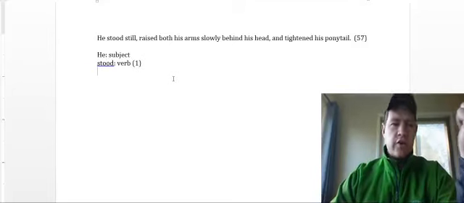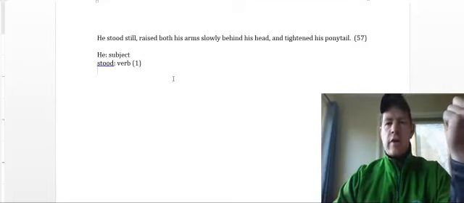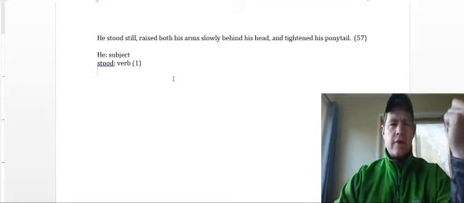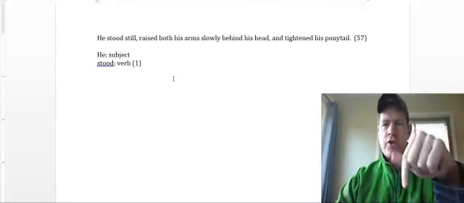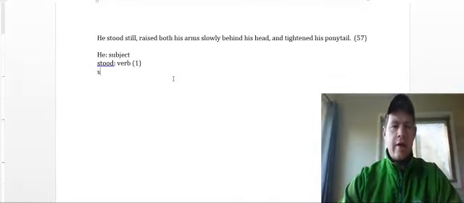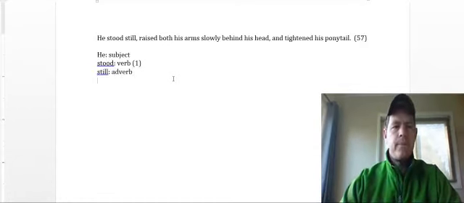Now we've got this other word, still. What is still doing? Is it describing anything? Yes, it is. And if we ask what it's describing, we know that it's describing how he stood. And since still is describing a verb, that makes it an adverb. So he stood still, adverb, okay?